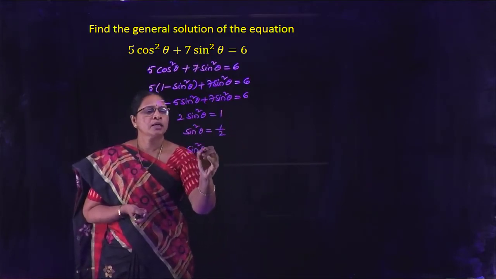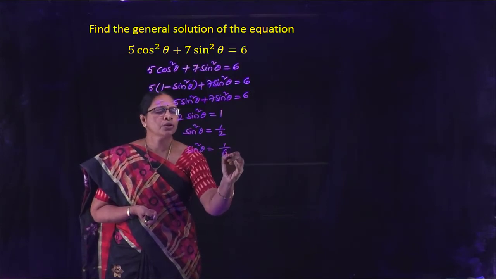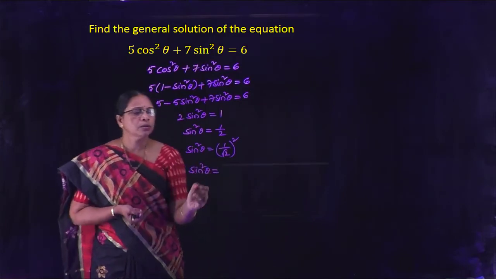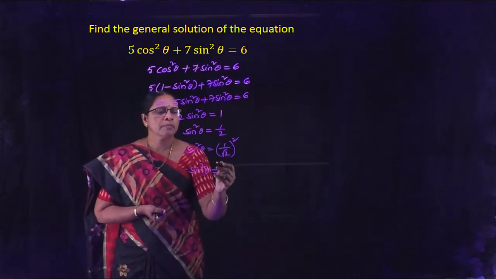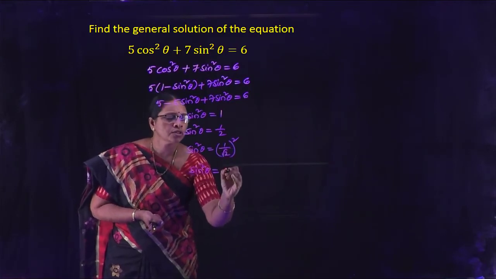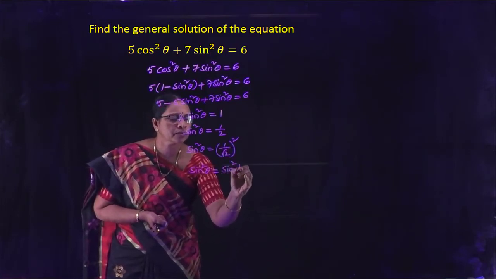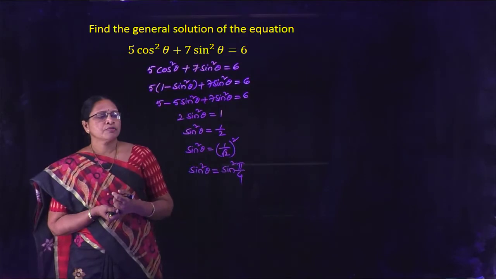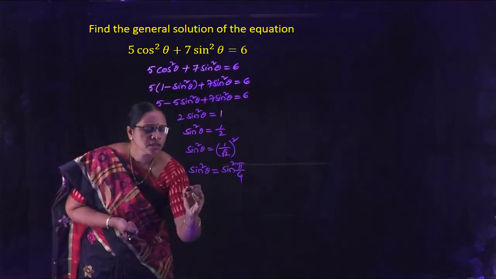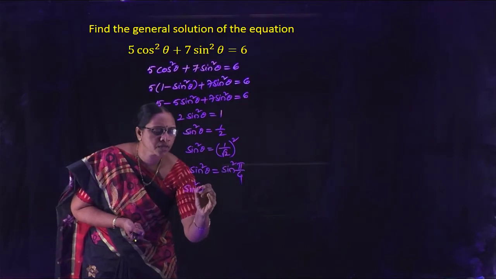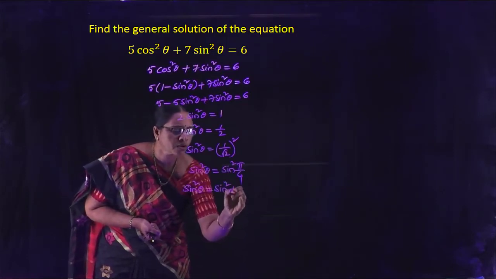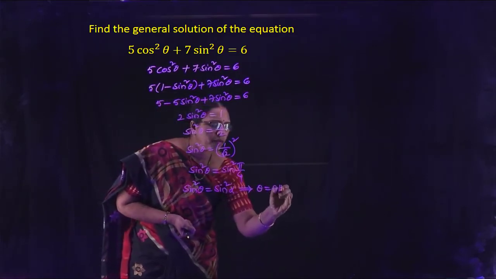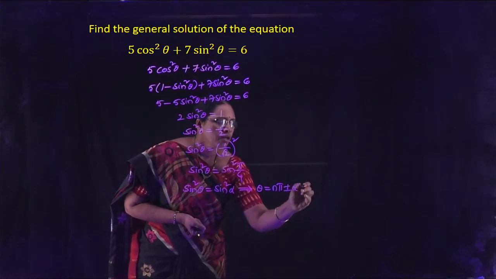Sin square theta is equal to 1 by root 2 whole square. We know 1 by root 2 is sin pi by 4. Here 1 by root 2 whole square is sin square pi by 4. We know that the general solution for sin square theta equal to sin square alpha is theta is equal to n pi plus or minus alpha, where n belongs to Z.